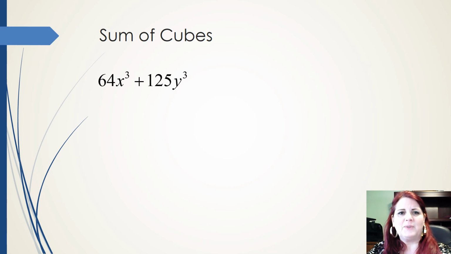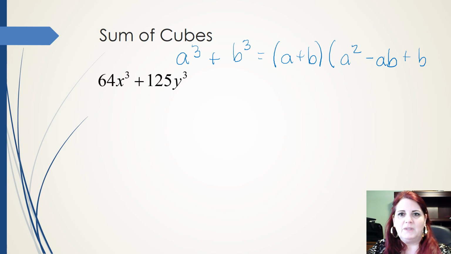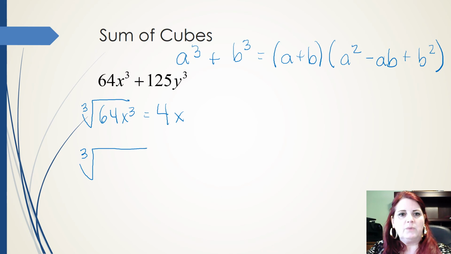The sum of cubes also has a pattern, and it's very, very similar to the difference of cubes. So if you're given a cubed plus b cubed, you're going to factor that into a plus b times a squared minus ab plus b squared. So let's see, we know it's a sum because it's plus. The cube root of 64x cubed? Well, the cube root of 64 is 4, so 4x. And then the cube root of 125y cubed is going to give us 5y.